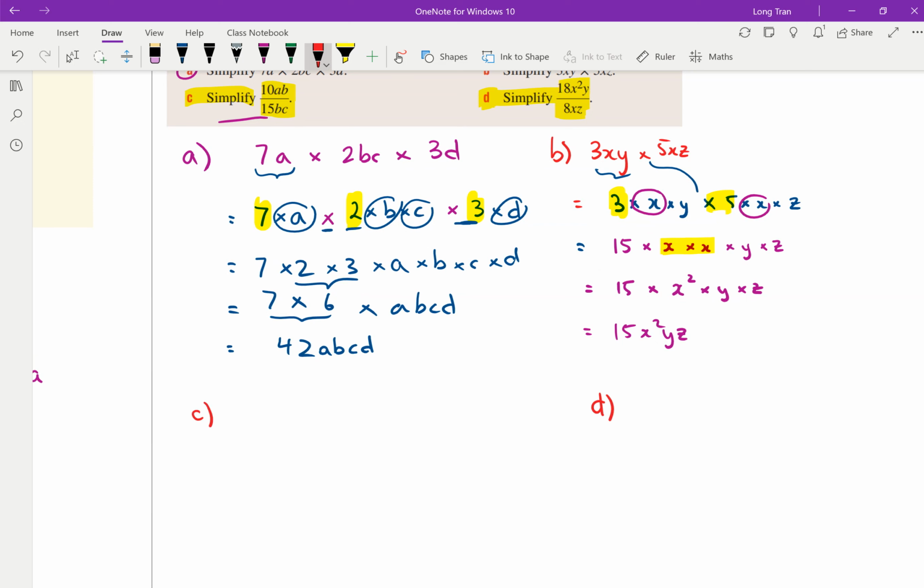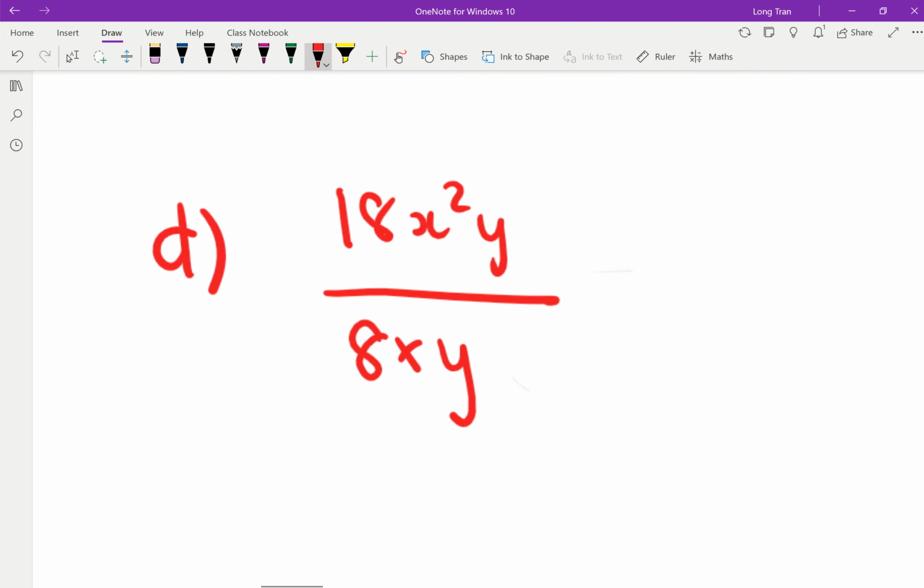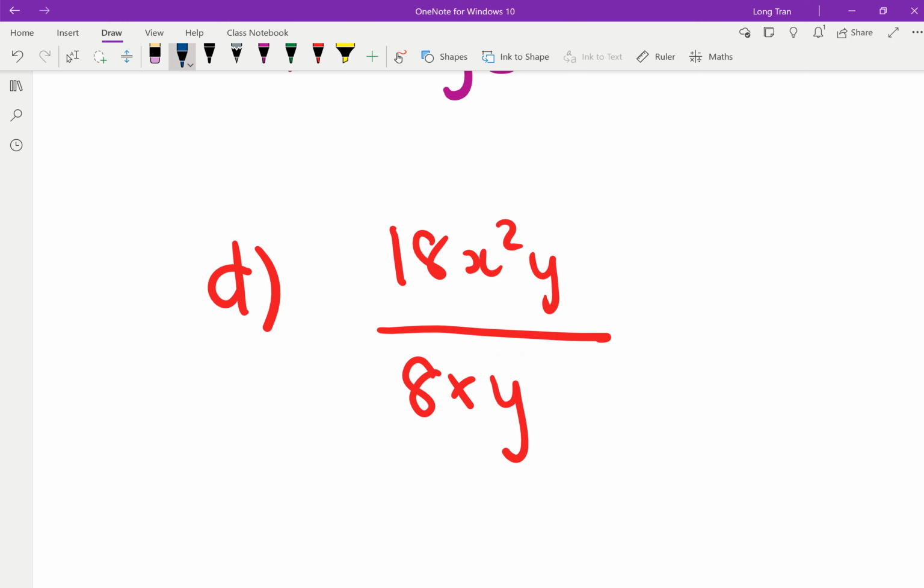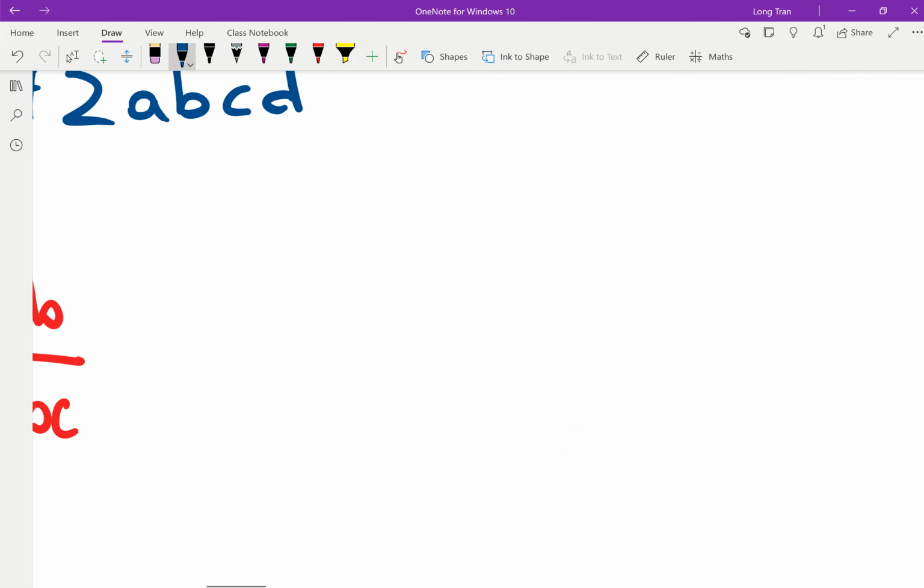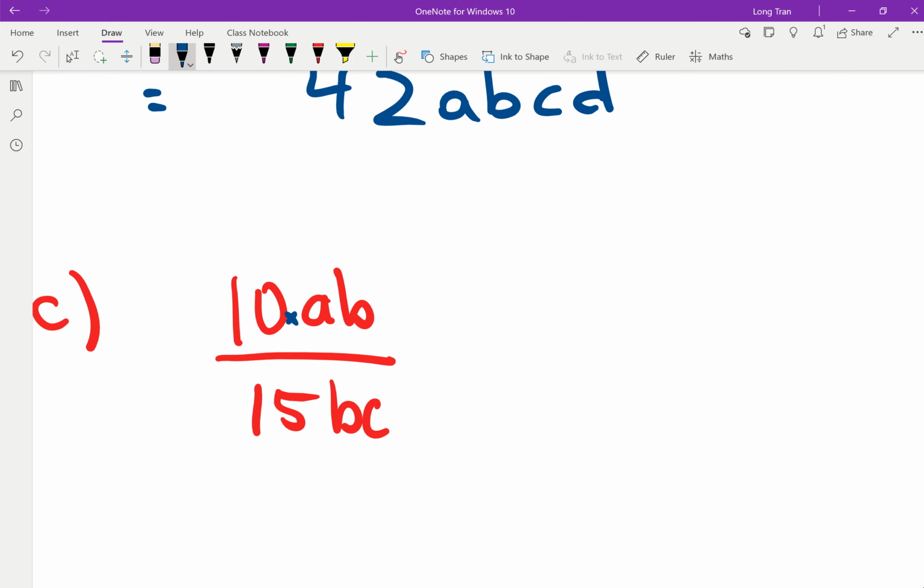Okay, so C wants you to simplify 10 times AB all over 15 times BC. Notice the language I'm using. Because what I want you to remember is that between each and every one of these letters and numbers, you're actually multiplying each term. It's just that we're too lazy to write the times symbol. It's actually 10 times A. Even when we say AB, it actually means A times B as well. So you've got these three numbers multiplying to each other.